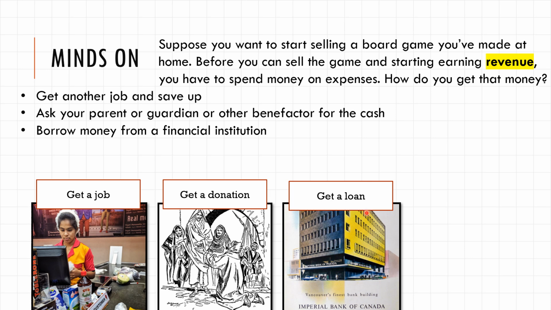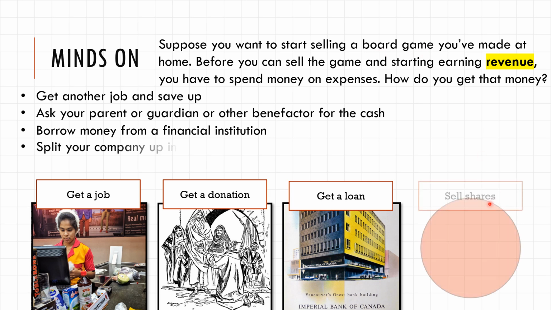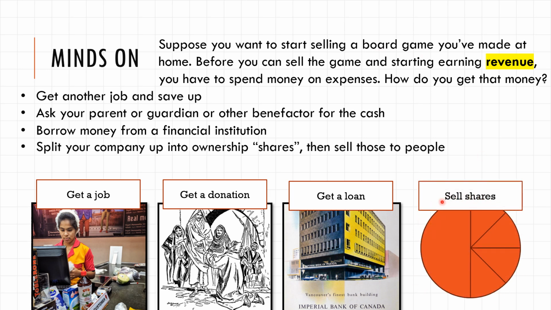And finally, you could actually take this idea that you're starting a board game production company and imagine that you're taking your entire company and breaking it up into shares. So you're breaking it up into partial ownership, and then you're selling part of your shares, those ownership shares, to other people.